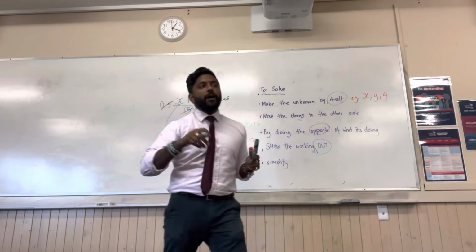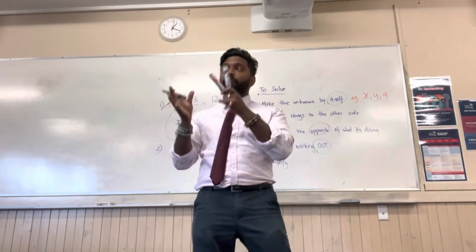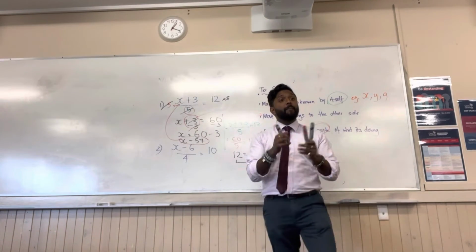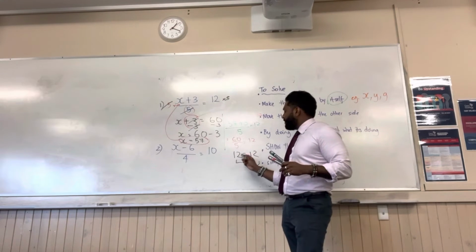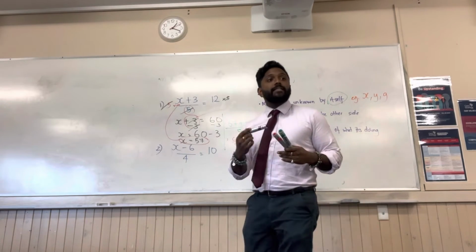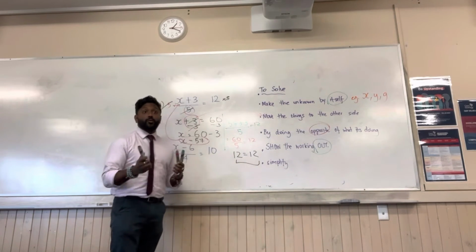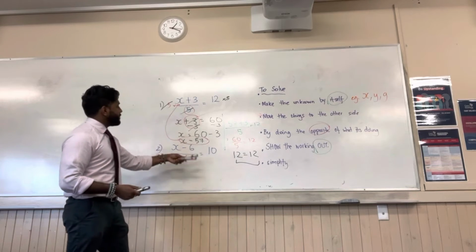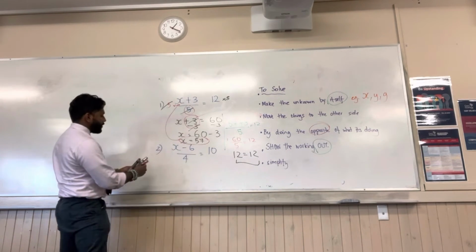That's what it means by equation. Whatever's on the left-hand side and whatever's on the right-hand side, they must equal each other. If you got a random number like 11 is equal to 12, 11 does not equal 12. 12 must equal 12. That's how you check it. So once you get your answer, plug it back in and you can check that. Let's have a go at this question.